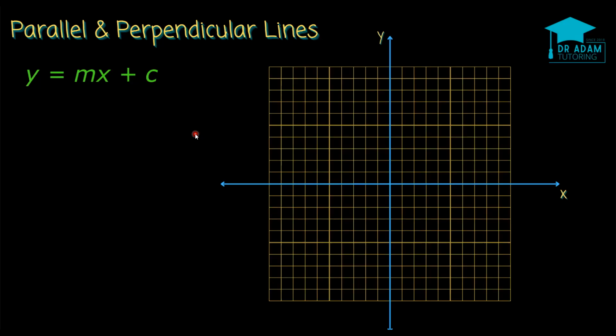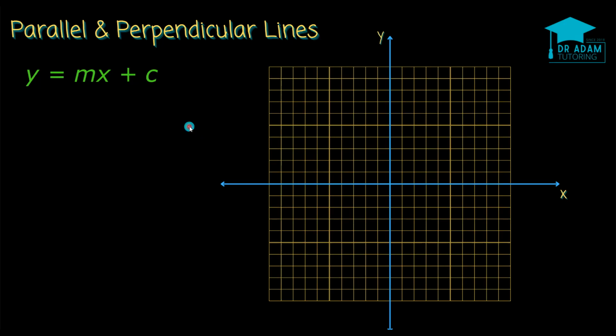Welcome to episode 4 in the coordinate geometry series. So today we're going to be looking at parallel and perpendicular lines and how the gradients of lines that are parallel or perpendicular are related to each other.